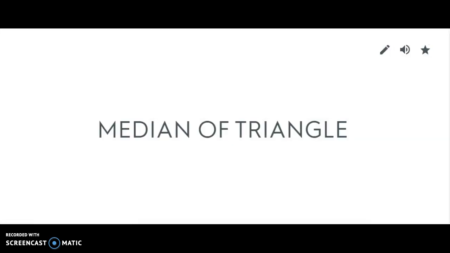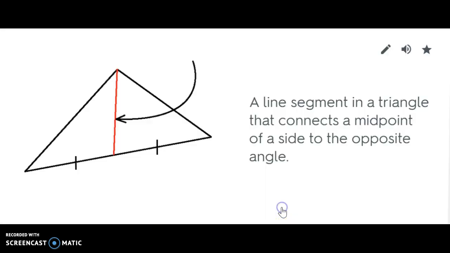The next special segment we have is a median, and a median is what it kind of sounds like. It sounds like middle, and that's what it is. The median of a triangle goes from the midpoint of one side to the opposite angle. So here's the midpoint, and it goes up to the opposite angle. So median is midpoint to opposite angle.